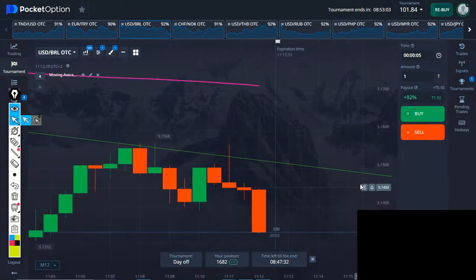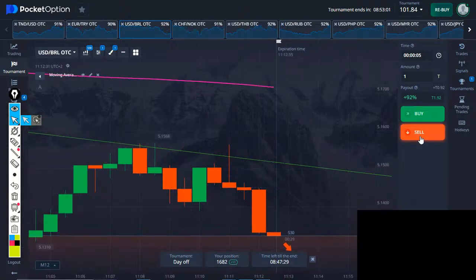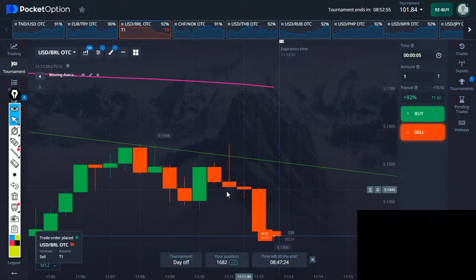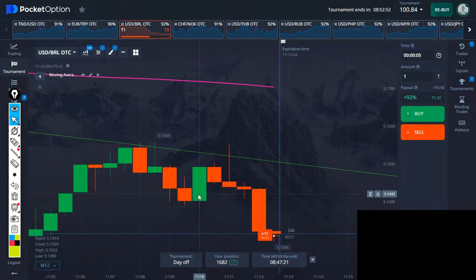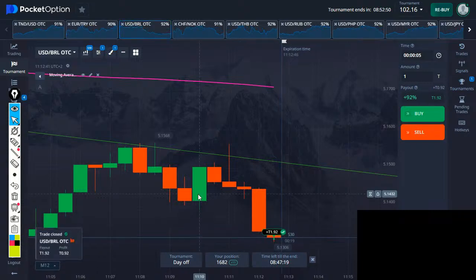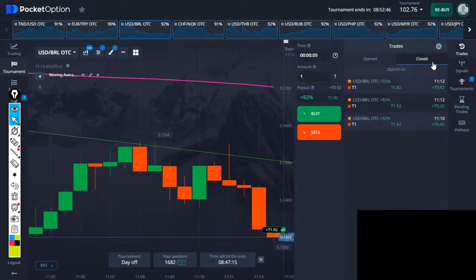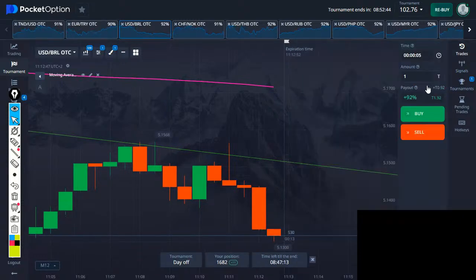So let's see. Beautiful push. Let's see. Give me red. 27, 26, 25. We have a red. We go for a sell. That's a win. So we have up till now three back-to-back wins in a row.